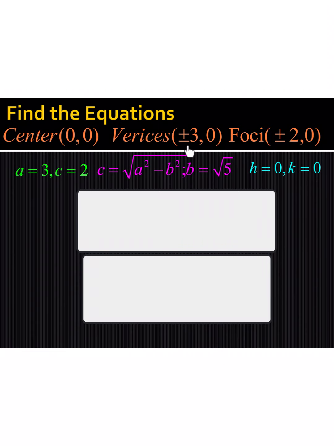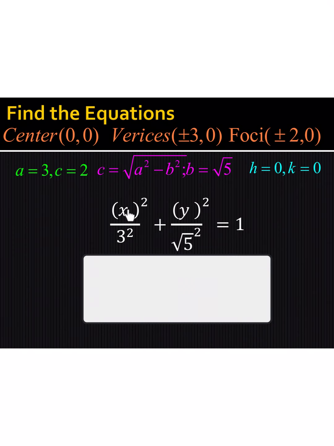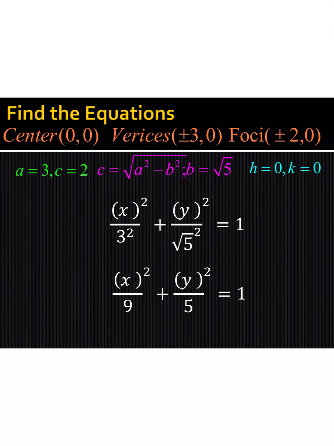Since my vertex is moving in the x direction and my foci is also moving in the x direction, I know my a value is going to have to go under x, and that means my b value is going to go under my y in my equation. So we can see that I have x squared over a squared plus y squared over b squared. When I simplify this equation, I end up getting my final equation of x squared over 9 plus y squared over 5 is equal to 1.